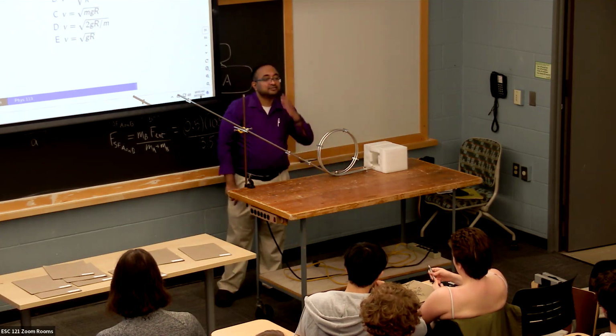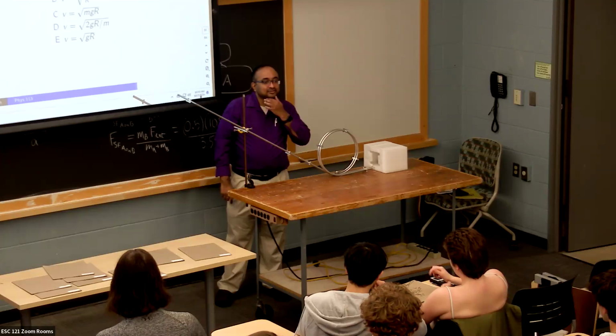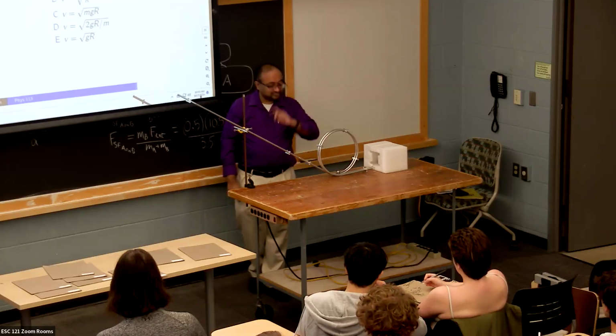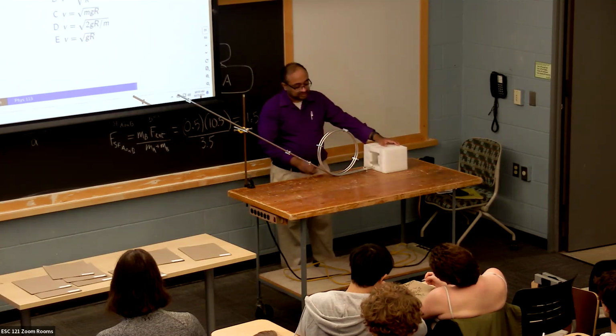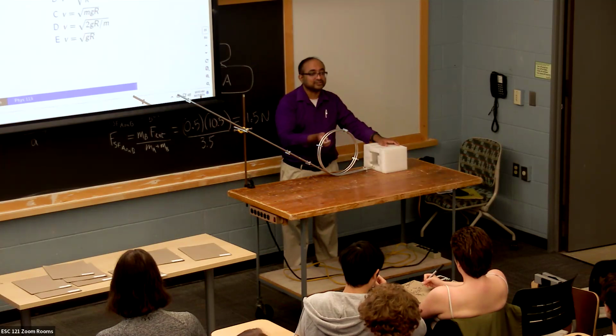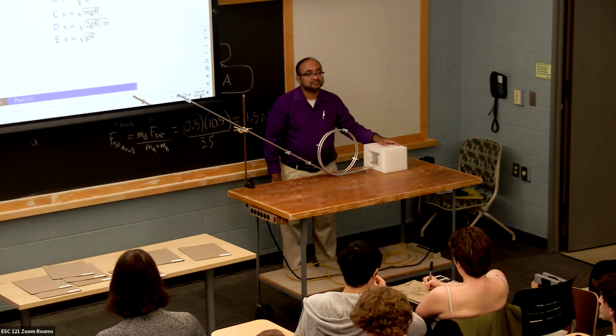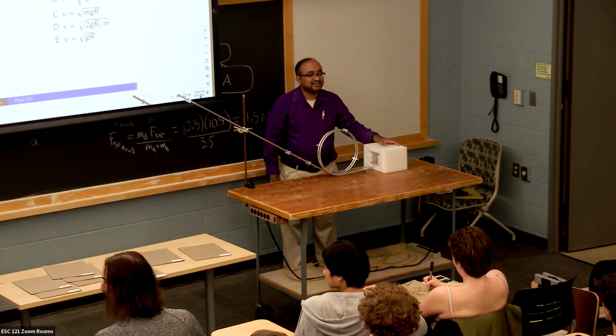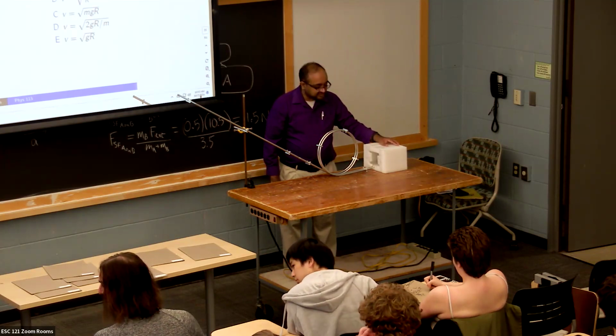Is velocity the same at every point in the circle? No, that's a good question. It's definitely slowing down as it goes up the circle. But at different points in the circle, there are different forces, so the formula will be different.